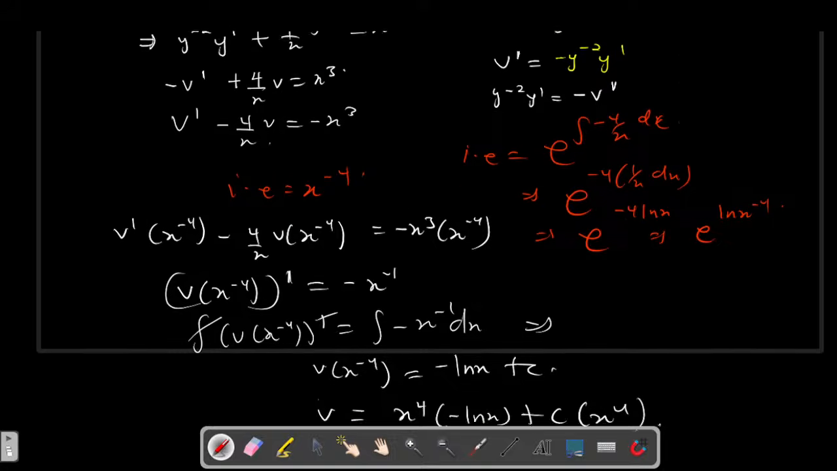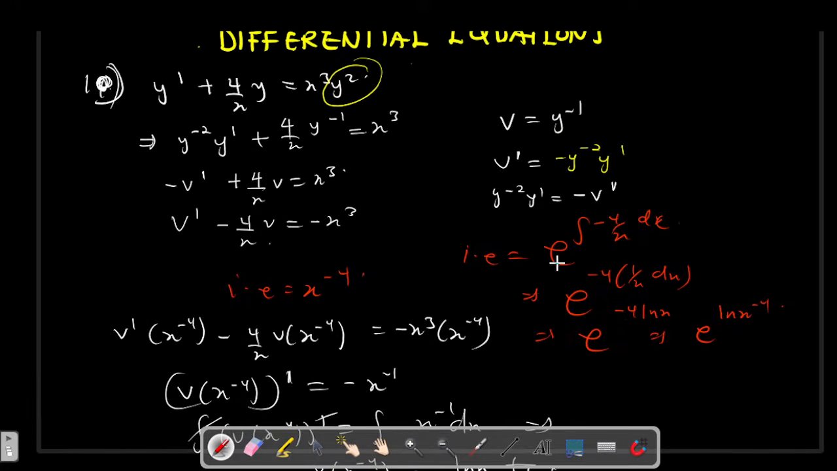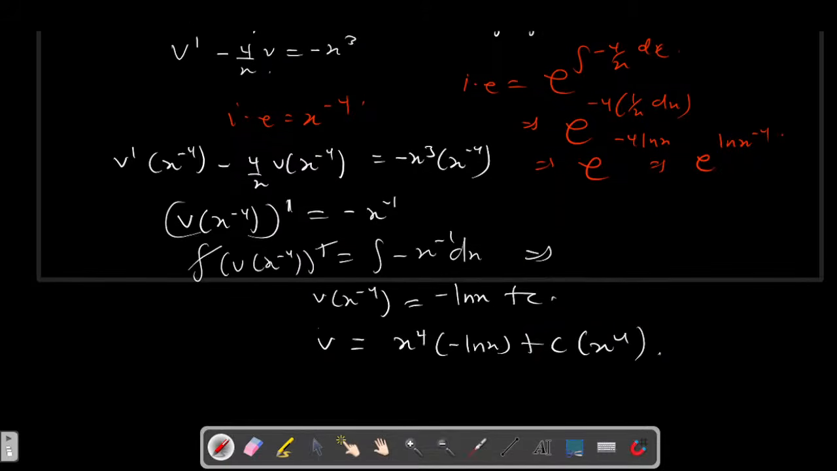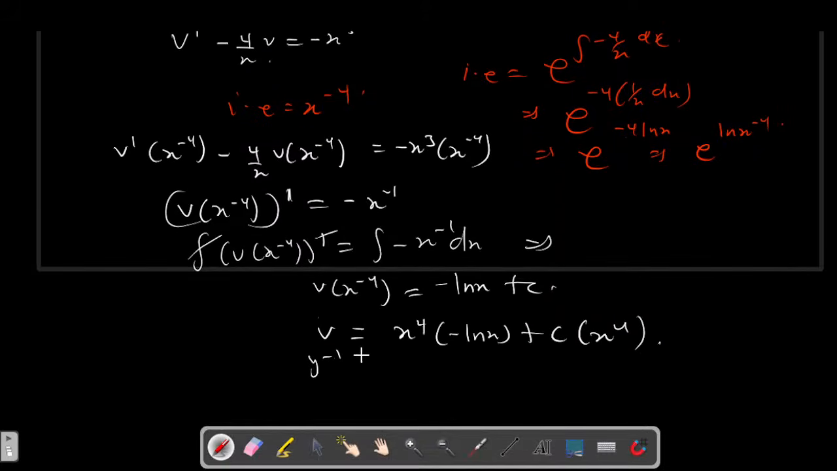So we go back and remember that the relationship between v and y is that v is equal to y to the power negative 1. So I'll replace my v with y to the power negative 1. Simply, is equal to x to the power 4 multiplying negative ln x plus c multiplying what? X to the power 4. Right?